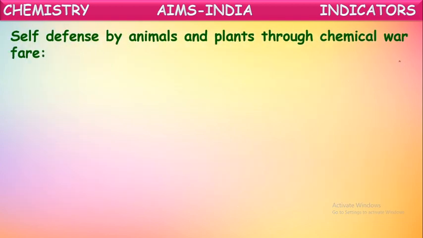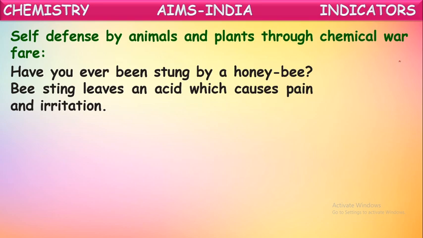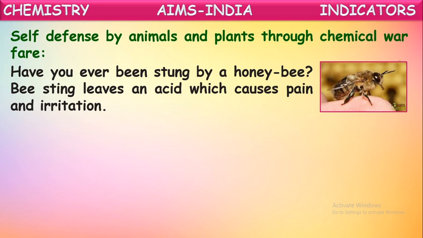Okay. Next, self-defense by animals and plants through chemical warfare. Yes. Have you ever been stung by a honeybee? How do you feel if a honeybee stings us? We feel pain and irritation. A bee sting leaves a small quantity of acid into our skin, which causes pain and irritation, because the honeybee leaves some acid called formic acid into our body. So this acid causes pain to us.